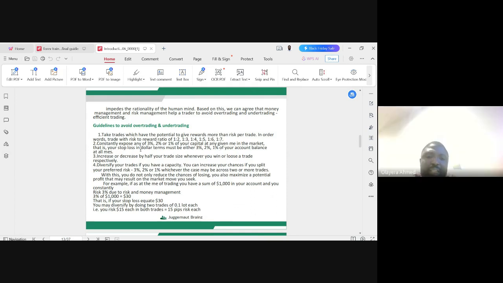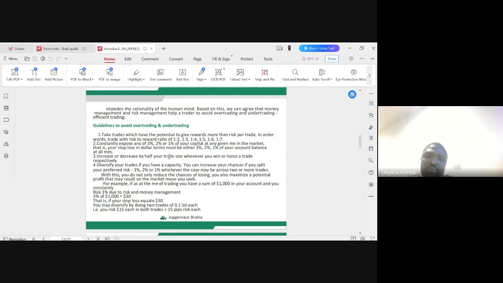So constantly expose any of 3%, 2%, or 1% of your capital. That's exactly what I was saying: have an idea of the percentage that you want to risk at all times. You understand? Constantly expose any of 3%, 2%, or 1% of your capital at any given time in the market. That is, your stop loss in dollar terms must either be 3%, 2%, or 1%.